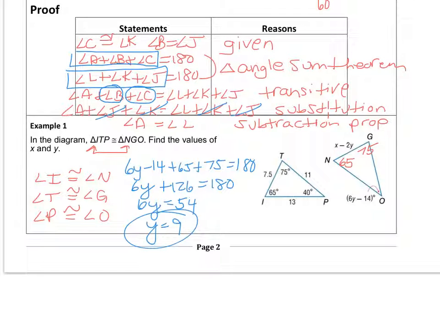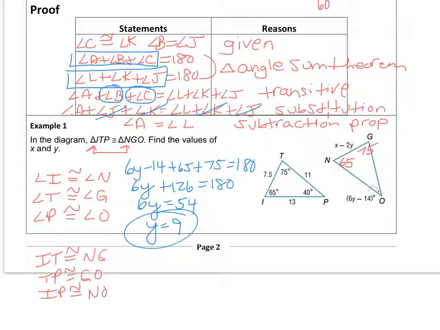Now let's take a look at the segments. So over here we see NG is an algebraic expression. So what can we do with that? Well, just looking at the statement of congruency, not even looking at the diagram, I know that IT is congruent to NG. I know that TP is congruent to GO, and I know that IP is congruent to NO.